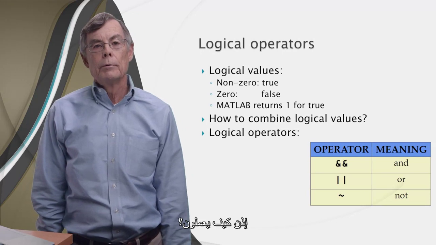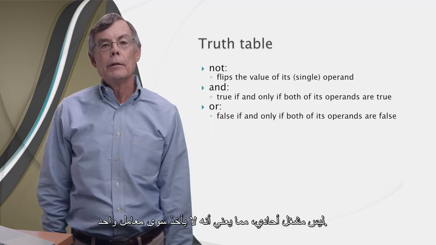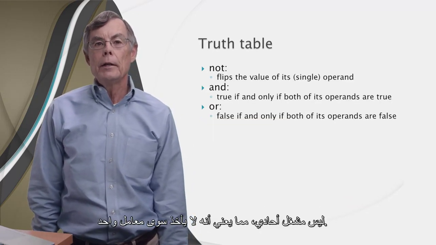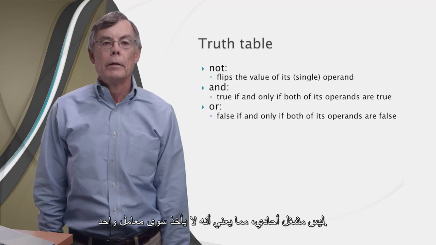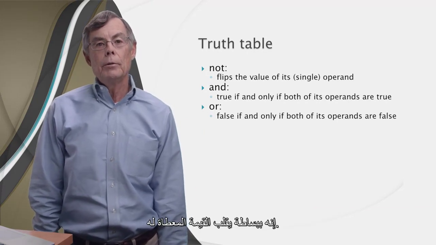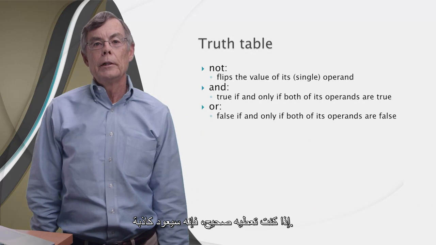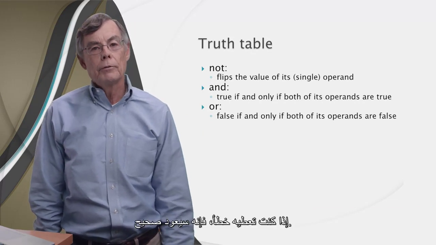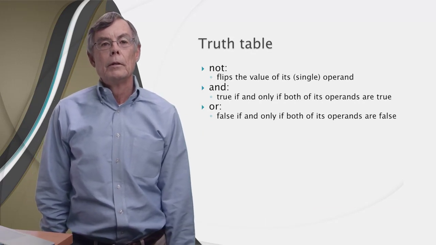So how do they work? Not is a unary operator, meaning that it takes only a single operand. It simply flips the value given to it. If you give it a true, it'll return false. If you give it a false, it'll return true.